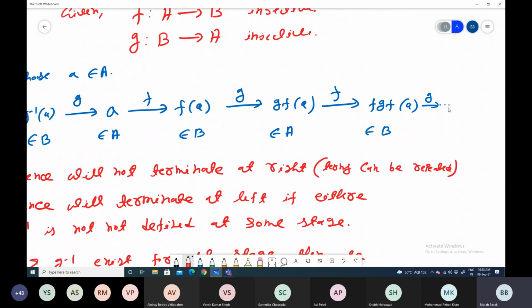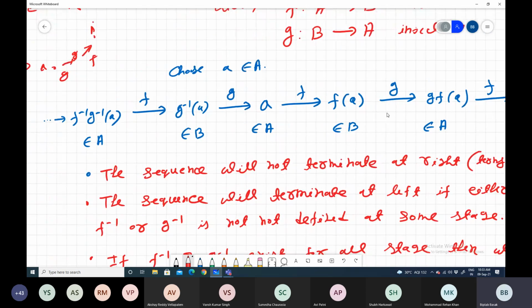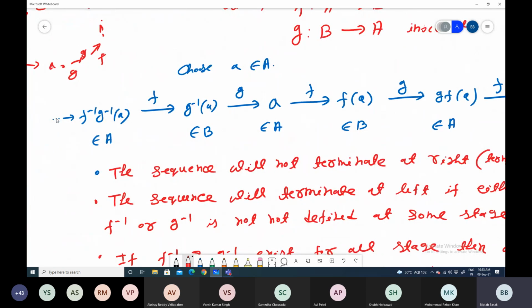So forget about cyclic or doubly infinite. The main thing is that on the left-hand side it is not stopping, and on the right side it is also not stopping. For the particular chosen A, it does not stop somewhere. That means at every stage the inverse is defined. That's all, for that particular A.